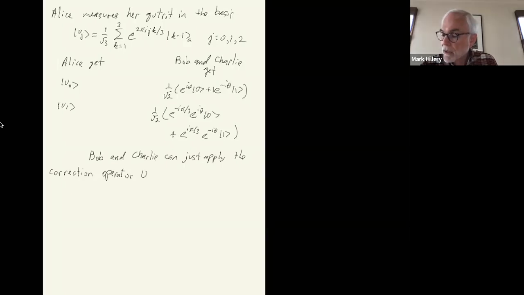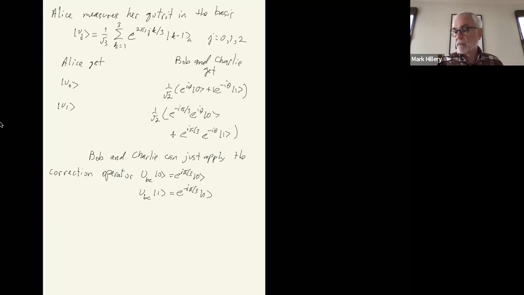Let's call it UBC, and that acts on 0 to give me e to the I pi over 3, 0, and it acts on 1 to give e to the minus I pi over 3, 1. So Bob and Charlie can each apply this operator, and what it's going to do is get rid of those phase factors that we don't want, in other words, the e to the plus and minus I pi over threes, and then that will give us the state that Alice wanted to send.